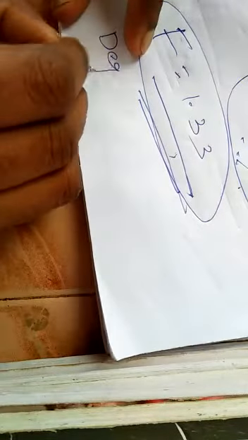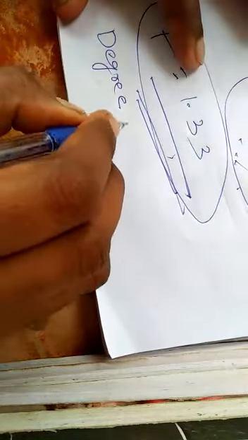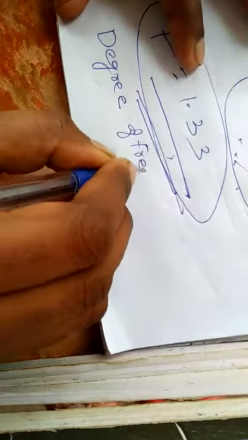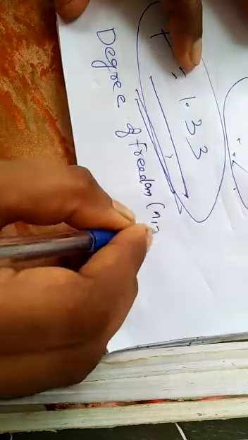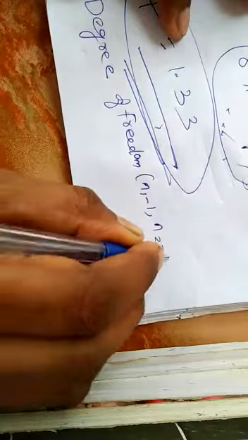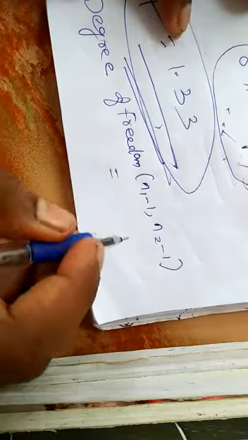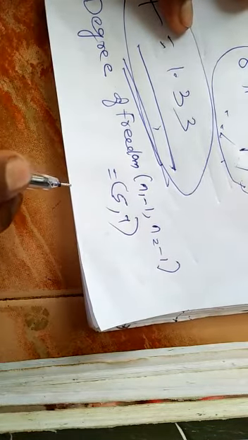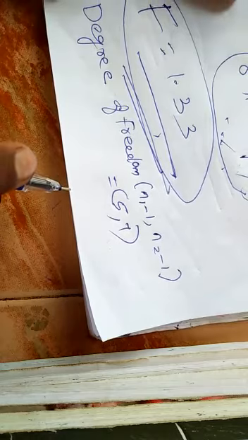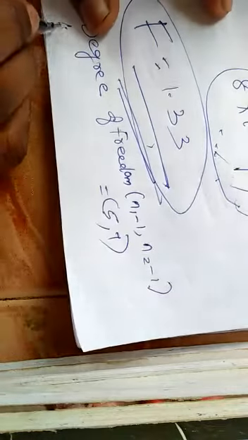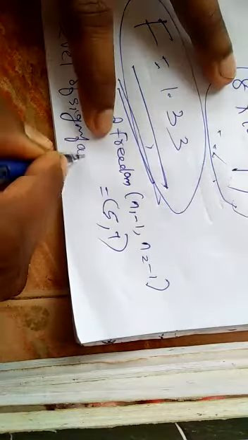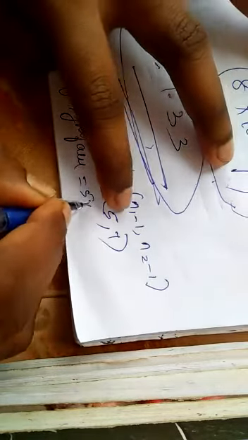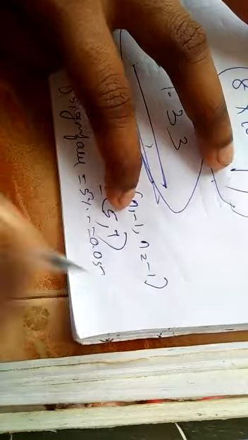Next, the degree of freedom. As we already said, degree of freedom is N1 minus 1 comma N2 minus 1. Here N1 is 6, so 5, and N2 is 8, so 7: 5 comma 7. In this case, the level of significance is not given, so you take the level of significance as 5%, that is 0.05.